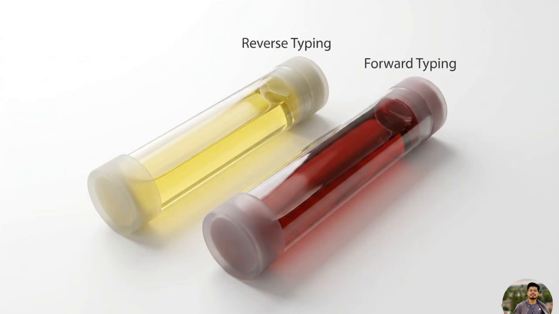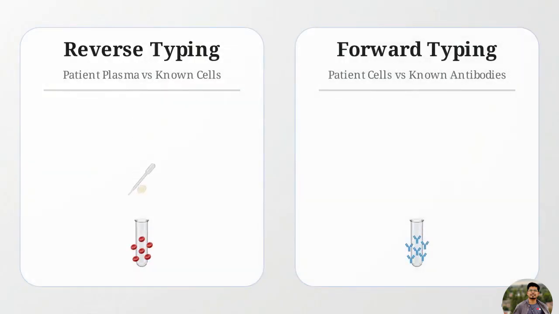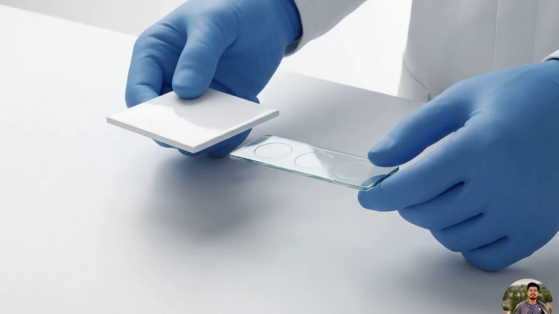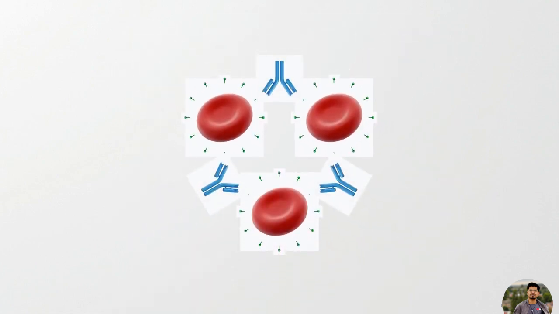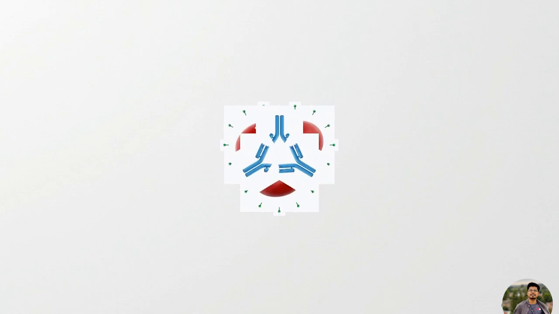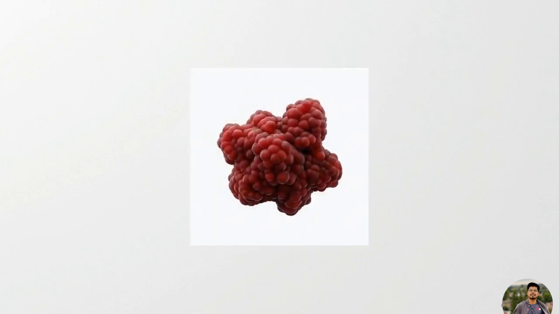Laboratories use two distinct methods to map these interactions. Reverse typing tests the patient's plasma against known lab cells. Forward typing tests the patient's actual red blood cells against known lab-grade antibodies. Today, we will perform a forward typing test. By deliberately introducing specific antibodies to a blood sample, we can trigger that visible hemagglutination process and reveal exactly which surface antigens are hiding on your cells.